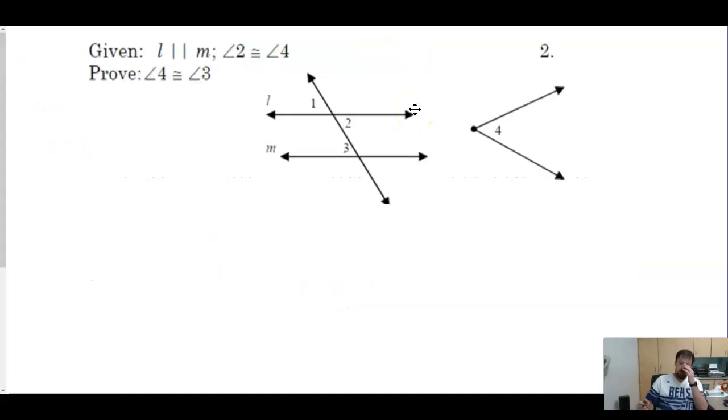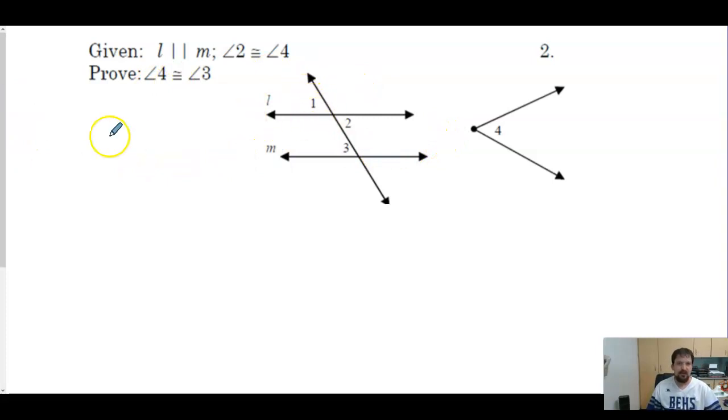So if we take a look at this problem, we are given L and M are parallel, and that angle 2 and 4 are congruent. We need to prove that angle 4 is congruent to angle 3. So since we know that angle 2 and 4 are congruent, basically what we want to do is prove that angle 2 and angle 3 are congruent. Because if 2 and 3 are congruent, that would mean that 3 and 4 are congruent.